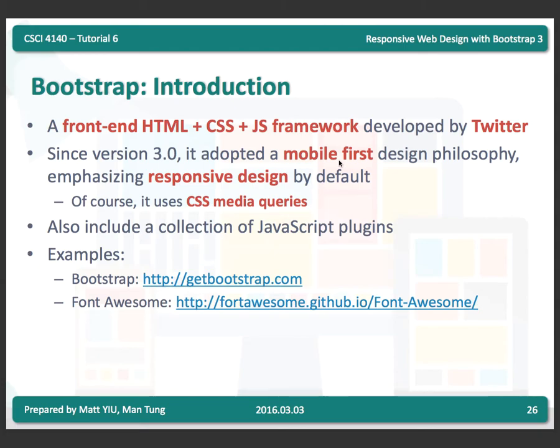So it is a front-end HTML, CSS and JavaScript framework developed by Twitter. And since version 3.0, it adopted a mobile-first design philosophy. That means that in web page design you always put your mobile phone in the first priority, and then you optimize the layout so that it can be shown on the desktop. So you always design for your phone first, and then the desktop. And again, it uses CSS media queries to do the adjustments. It also includes a collection of JavaScript plugins that will be useful for most web apps.